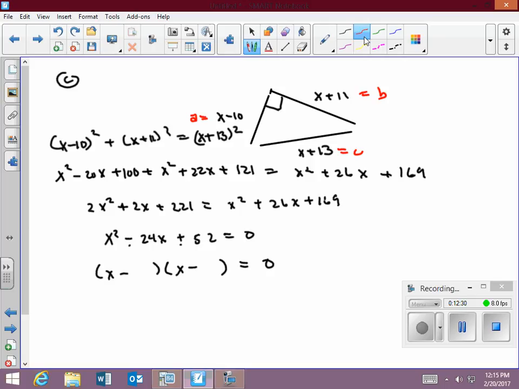2 and 26. What's it? Two and 26 don't work. Is 3 a factor? 3 and... no. 4. 4 and what? 13. 26 and 2.